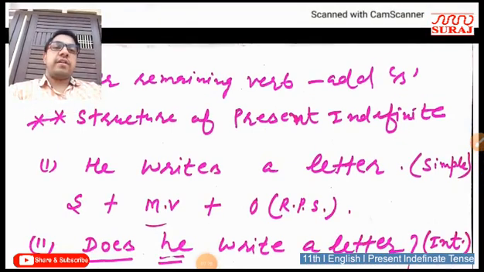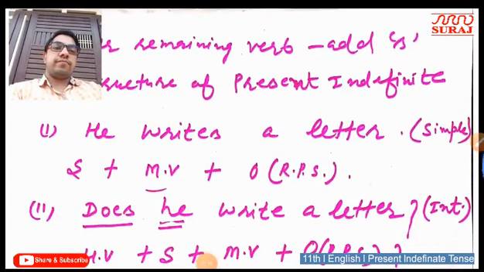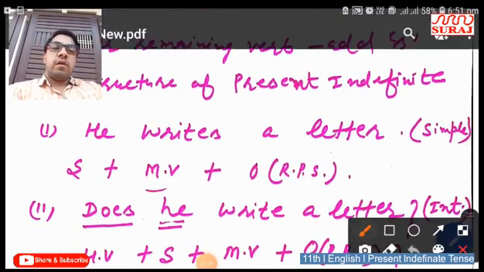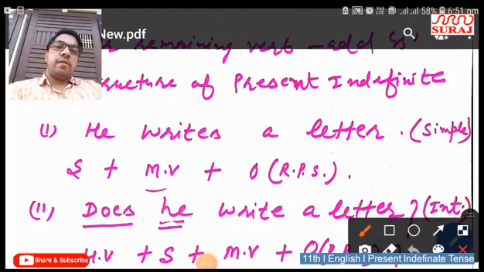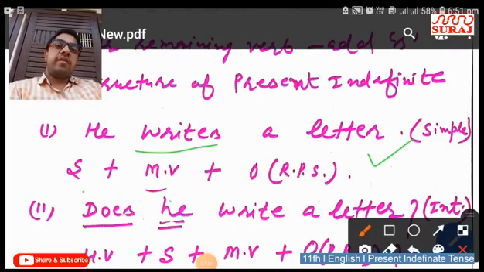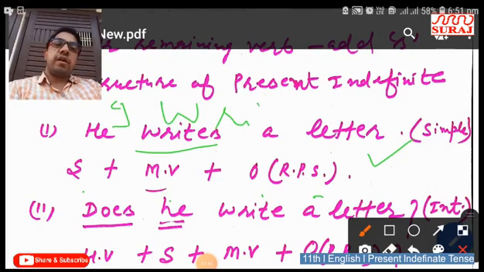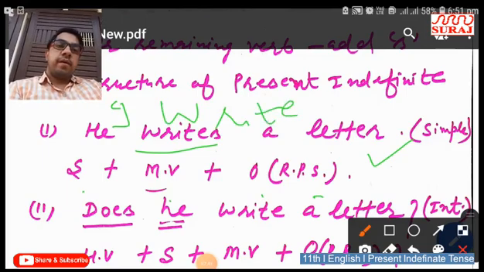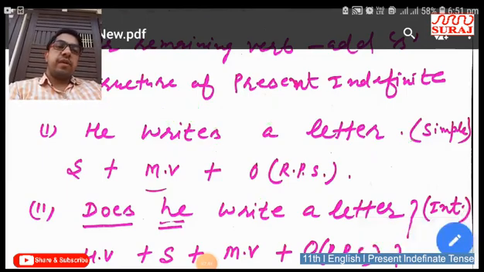Structure of present indefinite tense. He writes a letter. This is the simple structure of present indefinite: subject, main verb, object, I mean to say the rest part of the sentence. If we write I in place of he, then we should use write. Okay. This is the structure of a simple sentence.